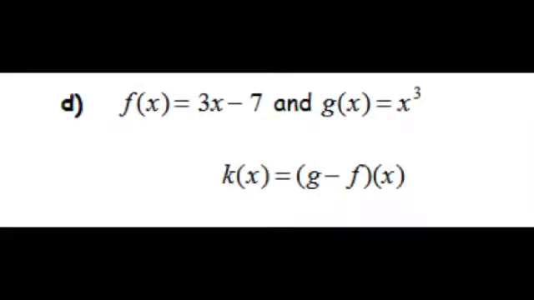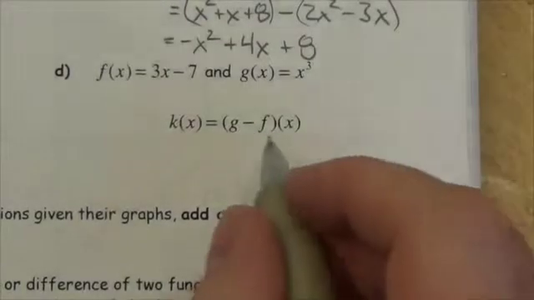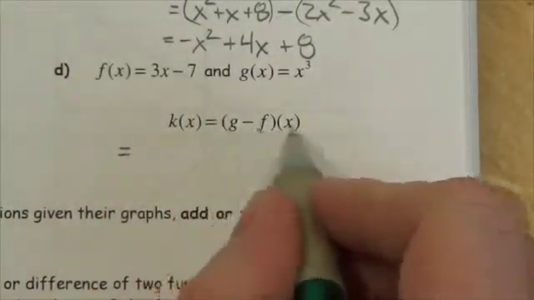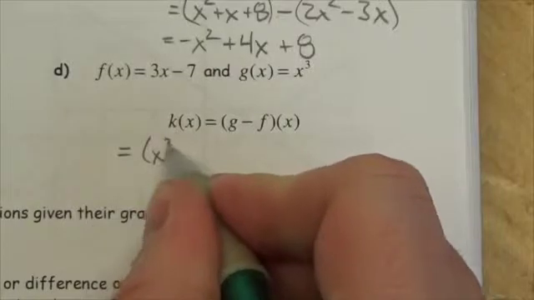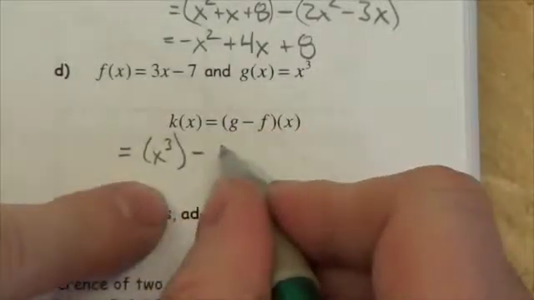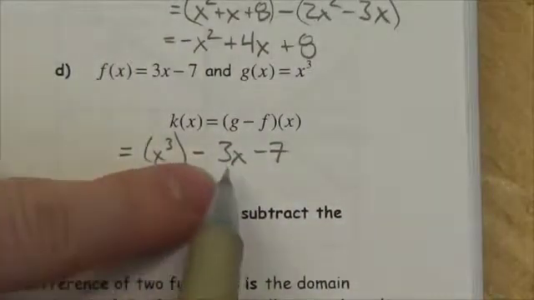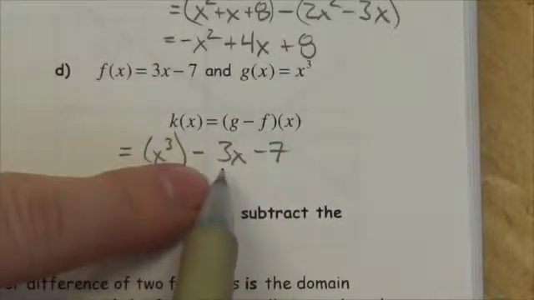Given f of x is equal to 3x minus 7 and g of x is equal to x cubed, find k of x defined as g minus f of x. All right, similar sort of question to the one that we just did here. Again, notice order is significant here. So g minus f, okay, so in parentheses here, there's g minus, and again, if I don't put parentheses here, then the only thing that I've actually subtracted is the 3x.